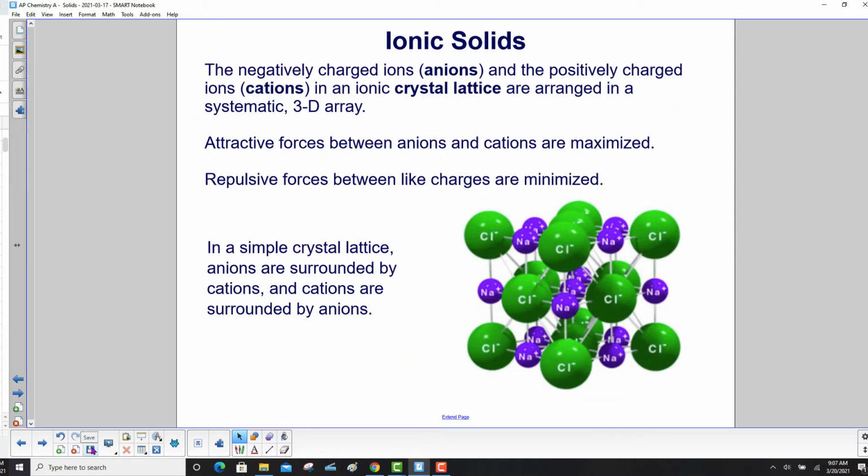The negatively charged ions, or anions, and the positively charged ions, cations, in an ionic crystal lattice are arranged in a systematic three-dimensional array. Attractive forces between the anions and cations are maximized. Repulsive forces between like charges are minimized. So in a simple crystal lattice, anions are surrounded by cations, and cations are surrounded by anions.